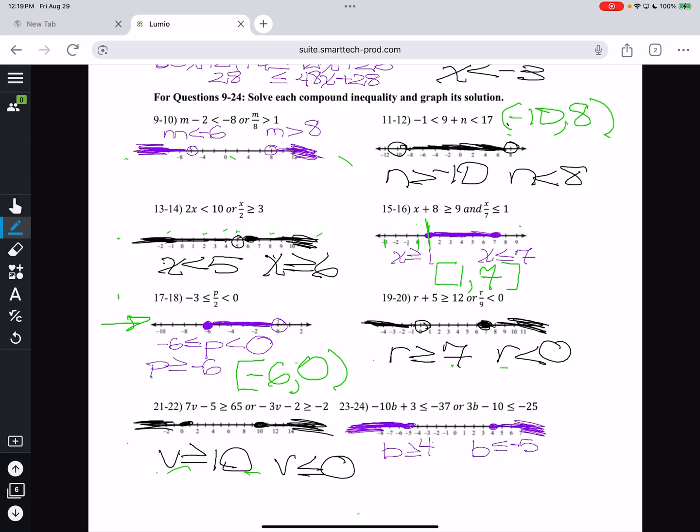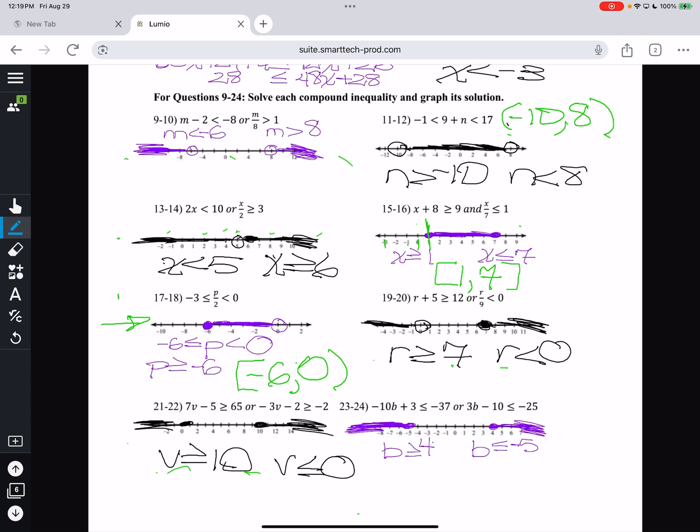Now let's talk about the airplane wings. All right, here's the deal. We have two equations. They are or, which means they don't have to share anything. So you're going to write one of the equations, and then you'll write the other equation, like as interval notation. They have nothing to do with each other. That's why there's an airplane wing. They don't cross at all.